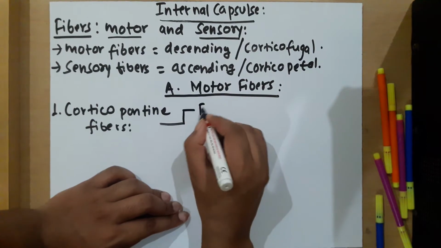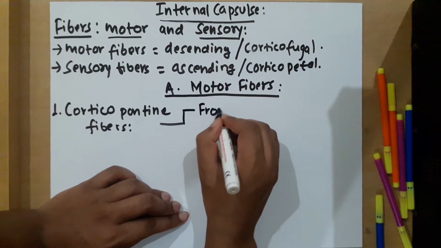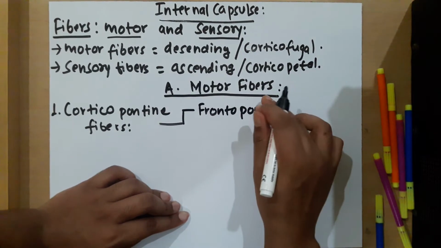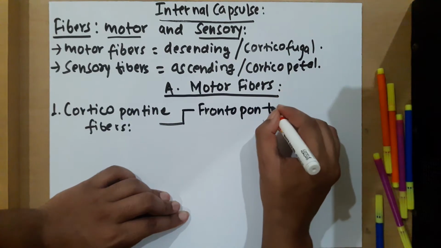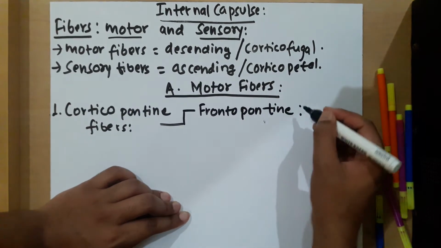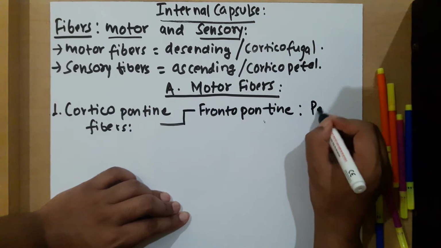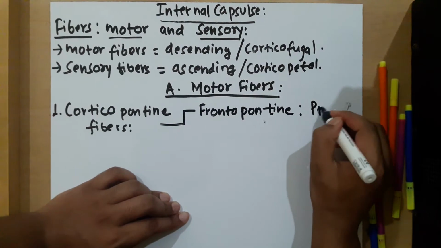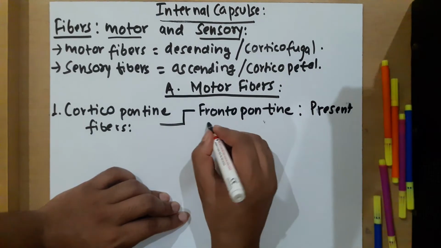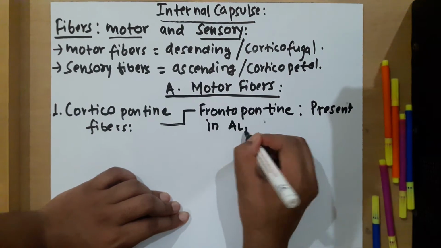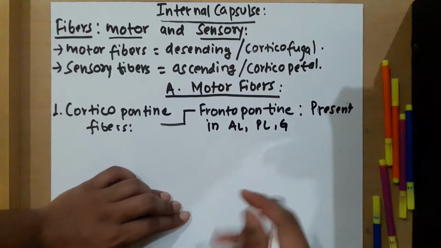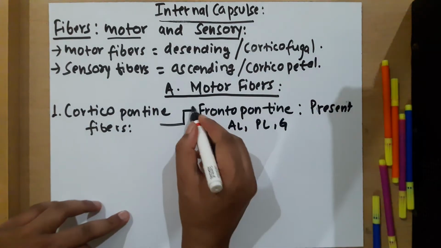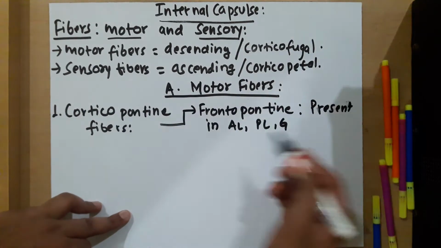First is frontopontine. This frontopontine is present in three parts: anterior limb, posterior limb and genu. These are parts of the internal capsule that we have already discussed in the previous video.